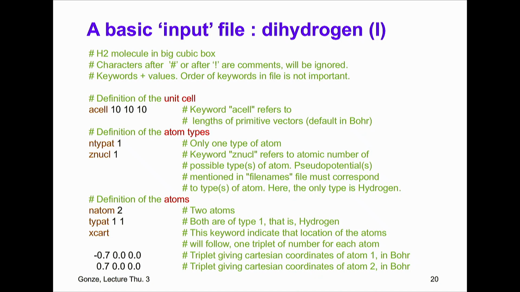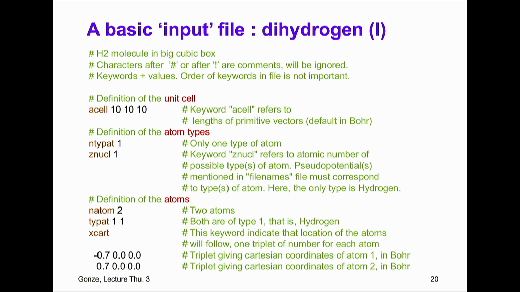So this will be for H2 molecule in a big cubic box. Just to tell you, characters after this sign or after this one are comments and will be ignored by the parser of ABINIT. The basic idea is that one has a keyword followed by values. And the order of keywords in the file is not very important. You can group them because you would like to have this combination of input variables. Or you would like to single out that this input variable is very important because it's the one that you will want to modify later, etc.